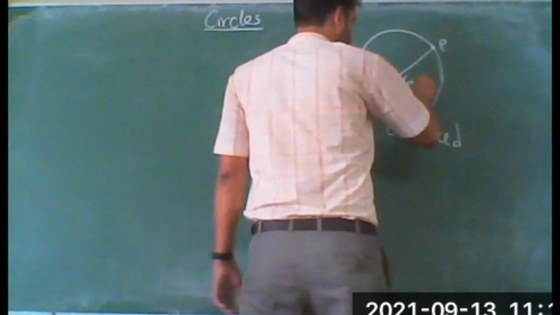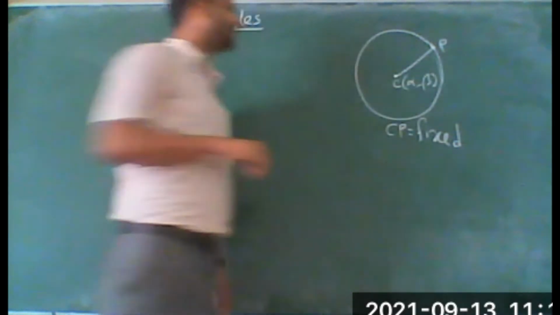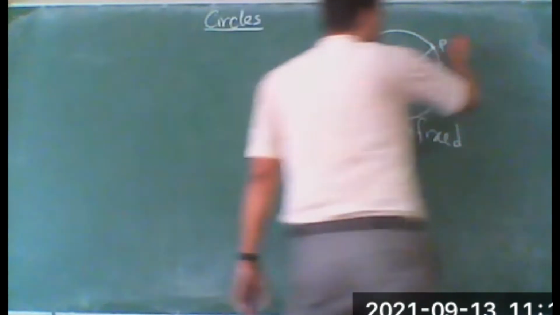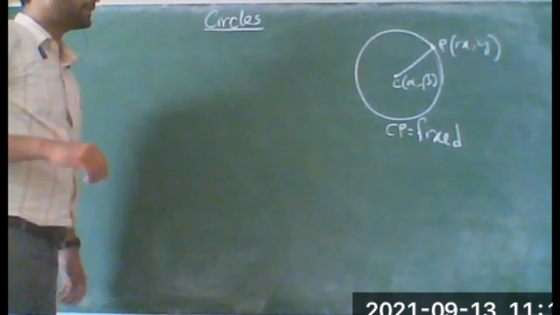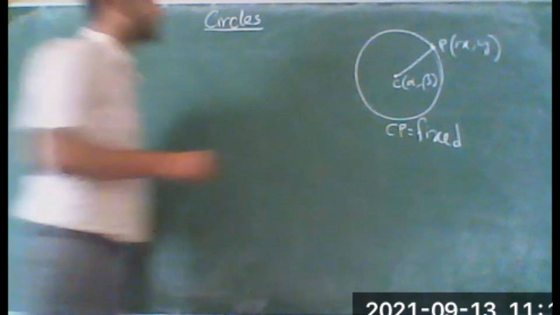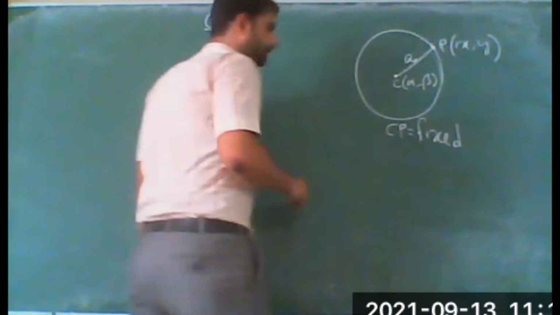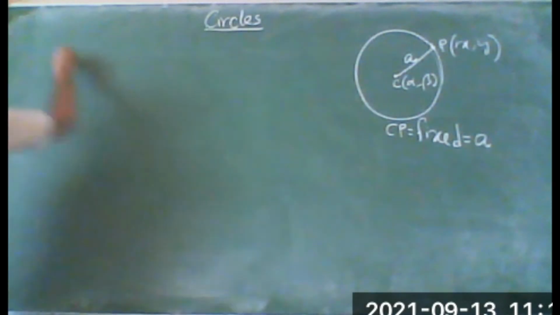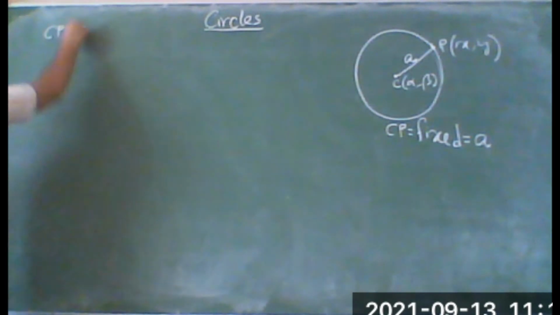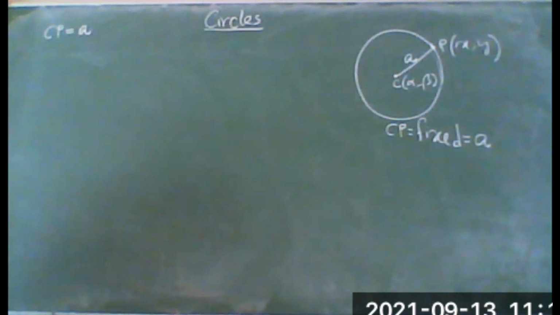Let us take C as alpha, beta, and this point P, since it is a moving point, we are taking as x comma y. So what we are saying is that CP is a fixed distance. Let us consider this distance as A. So CP is equal to A. Now C and P are two points in the two-dimensional plane, so we can easily find the distance between them.